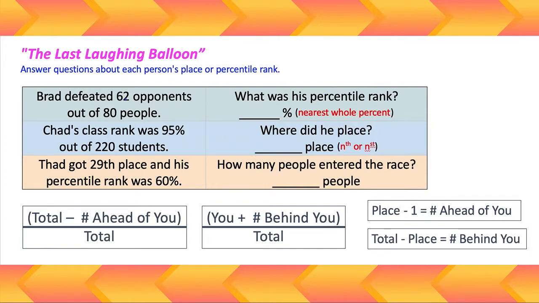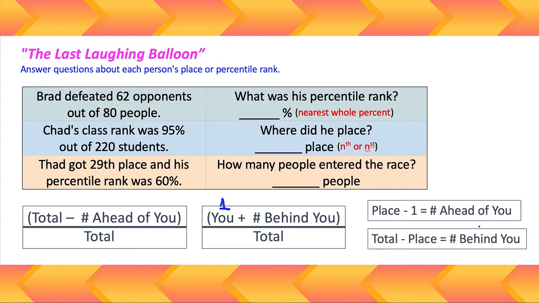Brad defeated 62 opponents out of 80. What was his percentile rank? Remember, the best way to find percentile rank is this: you, the one person, plus the number of people behind you, divided by the total. You could also find this number by taking the total minus the number of people ahead of you, and then dividing by the total.